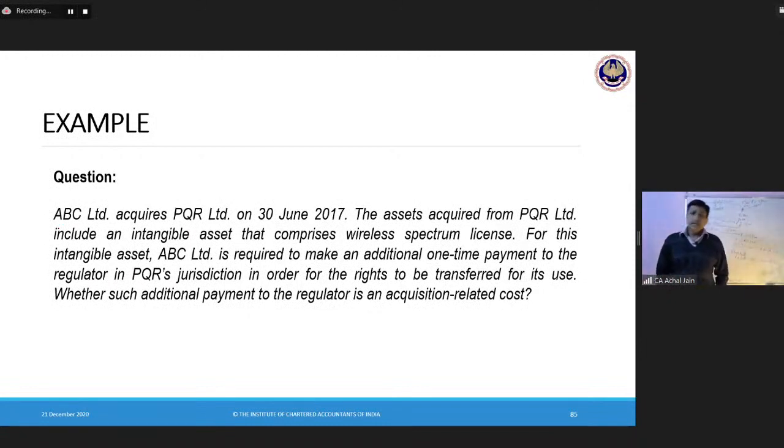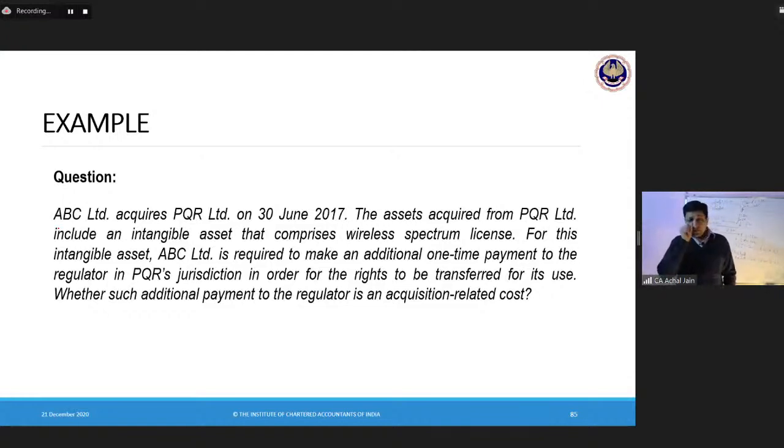Okay, let's move on to this example now, a small one. All of you, can you go to this example now? ABC Limited acquires PQR on 30th June 2017. Assets acquired from PQR Limited include an intangible asset that comprises a wireless spectrum license. For this intangible asset, ABC is required to make an additional one-time payment to the regulator in the jurisdiction of PQR in order for the rights to be transferred for its use. Whether such additional payment to the regulator is an acquisition-related cost.